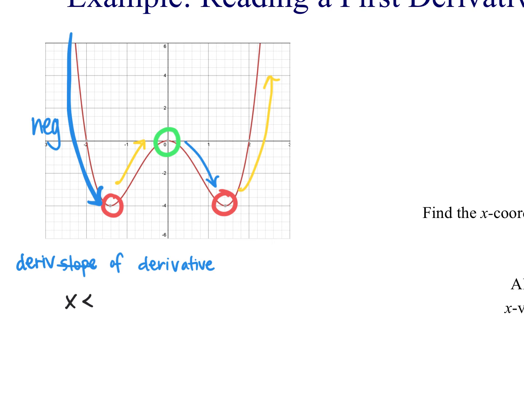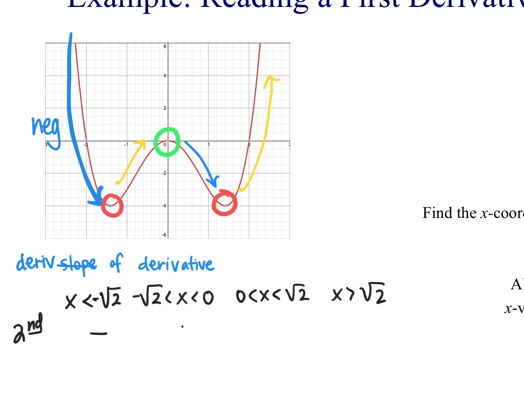X is less than negative square root of 2, then from negative square root of 2 to 0, and then from 0 to the square root of 2, and then greater than the square root of 2. And in the second derivative, we have a minus changing to a plus, changing back to a minus, changing to a plus. This is the second derivative now.